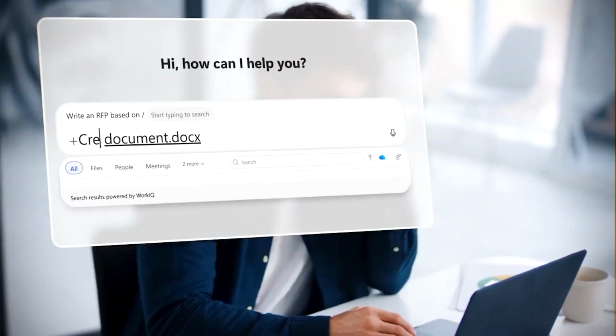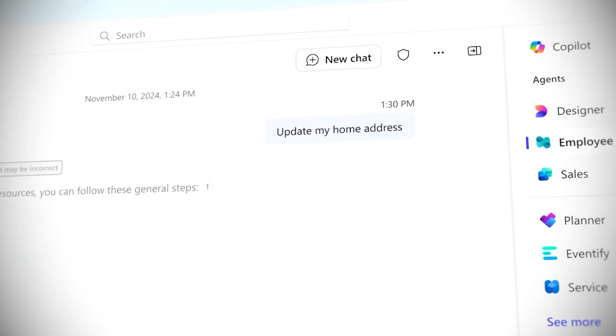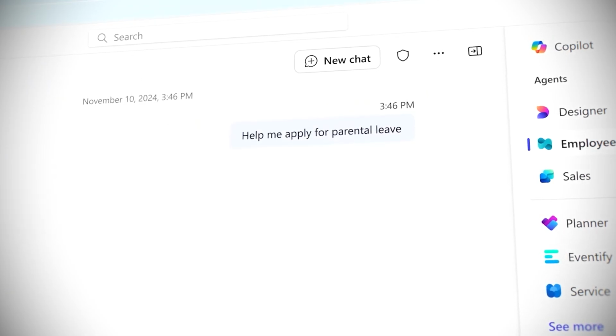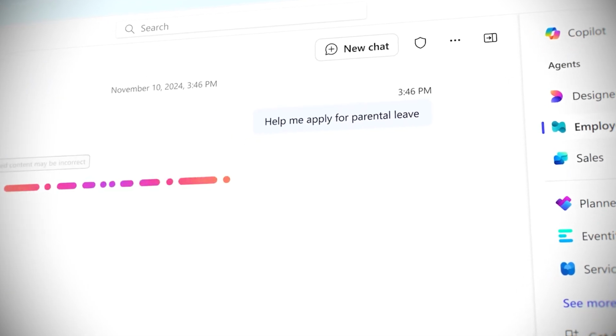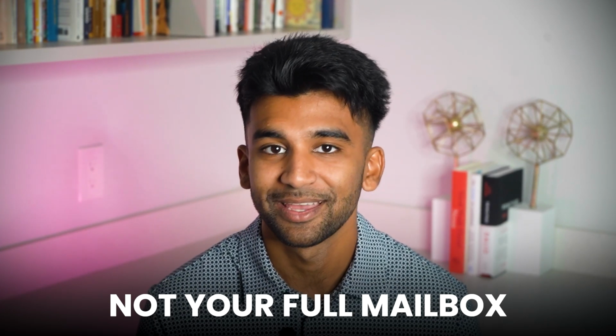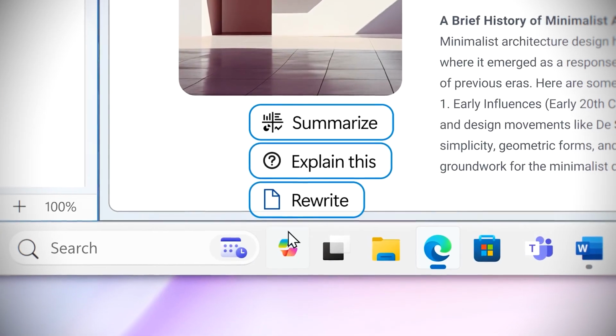After that, Copilot builds what's called a grounded prompt. In simple terms, this is a carefully constructed package that includes three things: your question, the relevant company data Copilot just retrieved, and system instructions that guide how the AI should respond. Only this limited, controlled package is sent to the AI model, not your full mailbox, not your entire SharePoint, and not your company database.